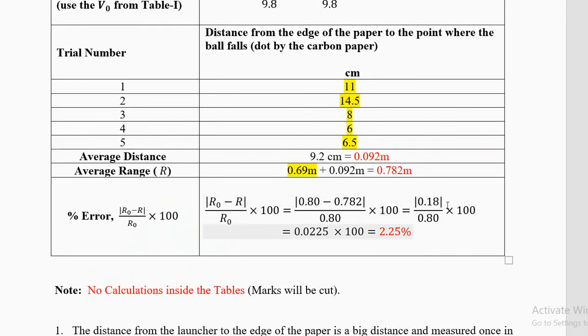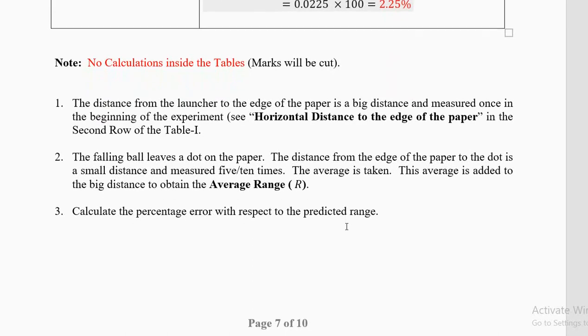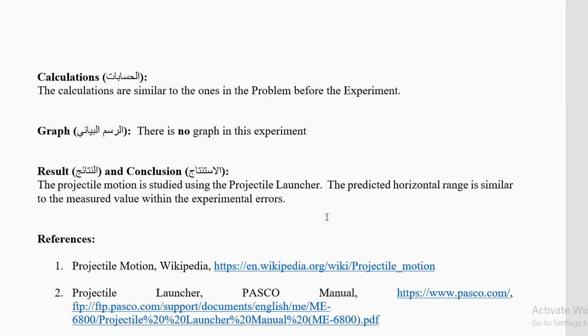Please do not do any calculations here. I did the calculations here just for you to understand. Just write this number. Write only the red numbers in the table. Do not write anything black here. This is for your understanding. Now the calculations are similar to the ones in the problem before the experiment. There is no graph in this.